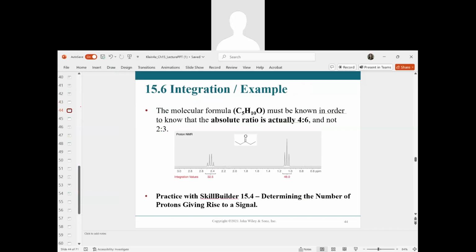So at times, we need to know the molecular formula in order to know the absolute ratio. So here we know that our absolute ratio is 4 to 6, but from our integration values and then our conversion to find out that ratio, again, we would be lost in only thinking that we have this 2 to 3 ratio instead of what we actually know is a 4 to 6 ratio. So we'll look at a variety of practice problems that utilize this characteristic of integration.